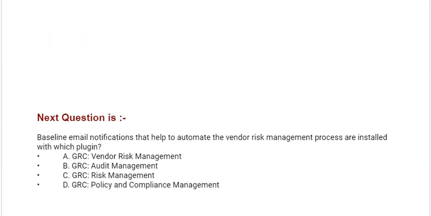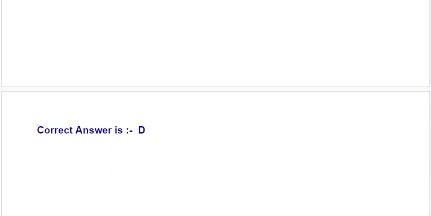Next question is, baseline email notifications that help to automate the vendor risk management process are installed with which plugin? Option A. GRC Vendor Risk Management. Option B. GRC Audit Management. Option C. GRC Risk Management. Option D. GRC Policy and Compliance Management. Correct answer is option D.